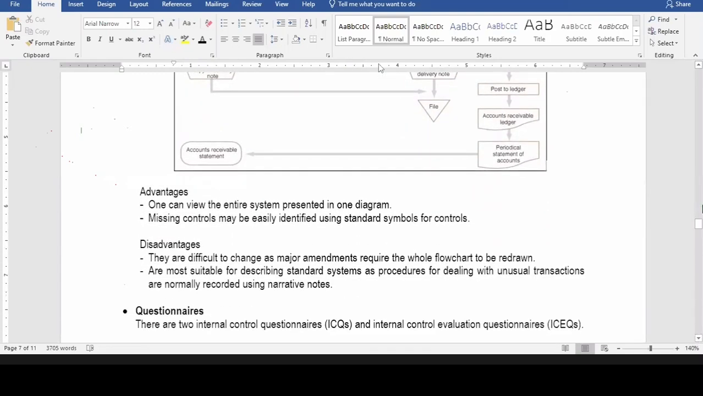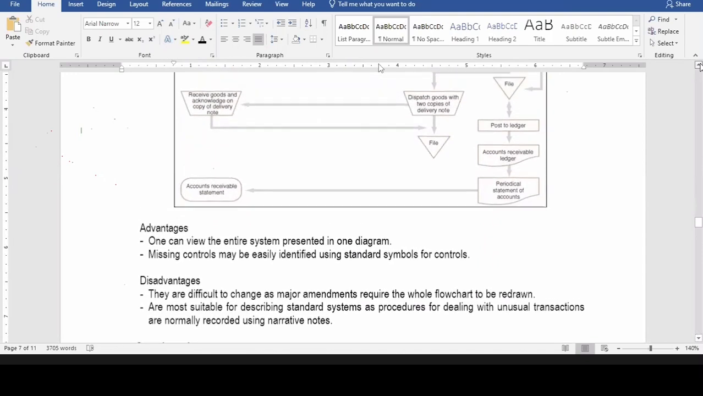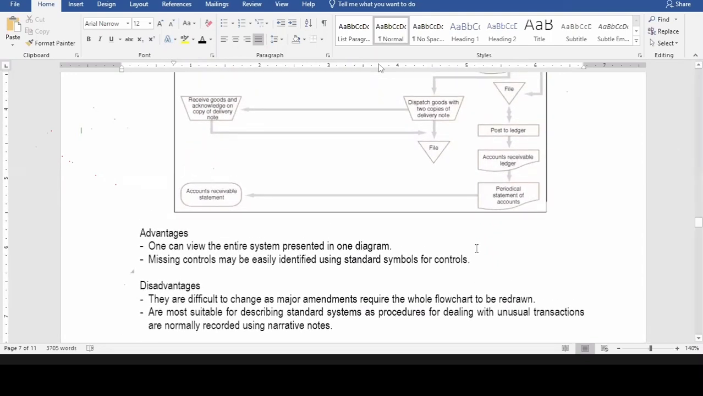The disadvantages are they are difficult to change as major amendments may require redrawing the flow chart. If you are to amend this, you may have to redraw the whole flow chart. They are most suitable for describing standard systems, as procedures for dealing with unusual transactions are normally recorded using notes. You see here, unusual procedures cannot be flow charted. And that's why in some systems, this flow chart has a column of notes explaining the unusual procedures. So the flow chart alone is accompanied by summarized notes, because of problem number 2.